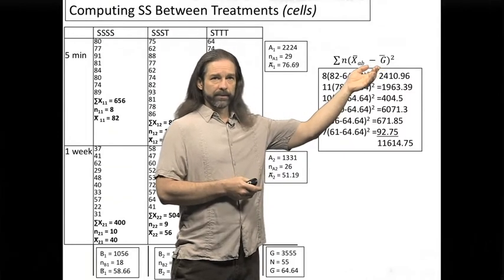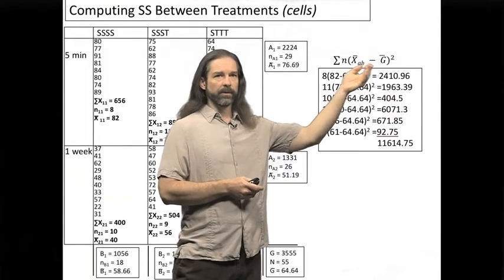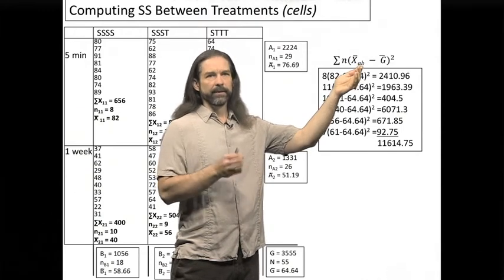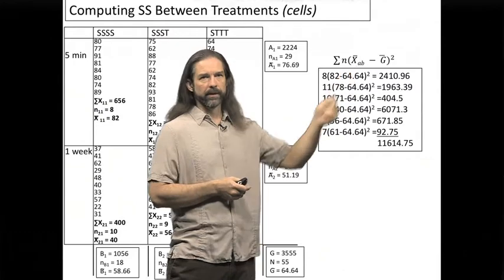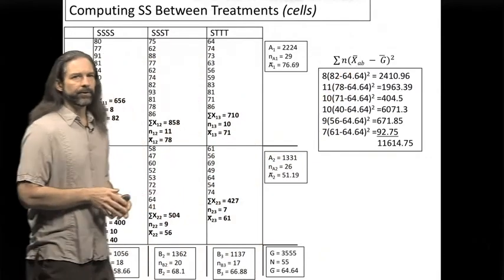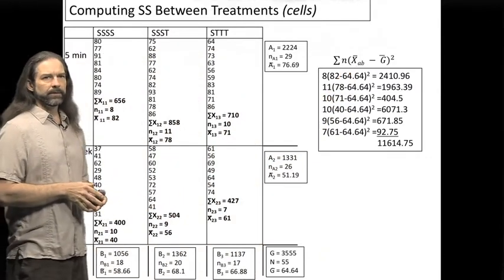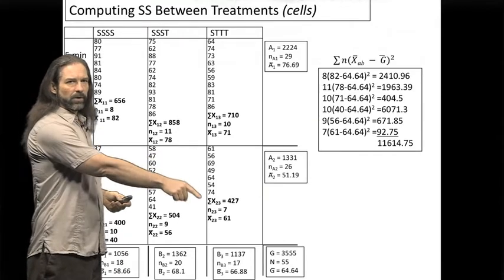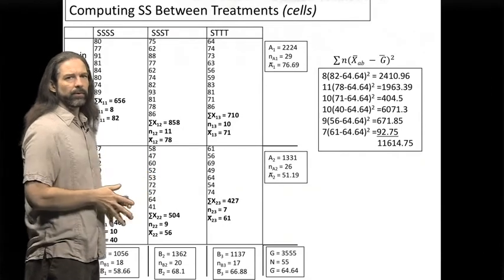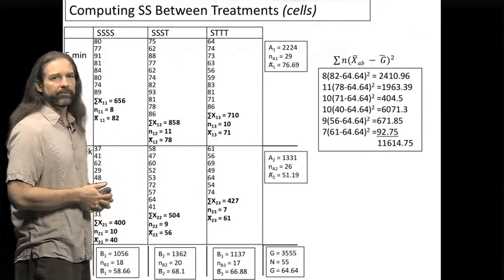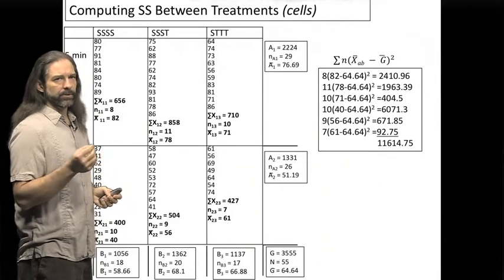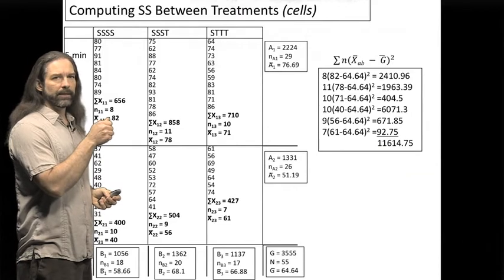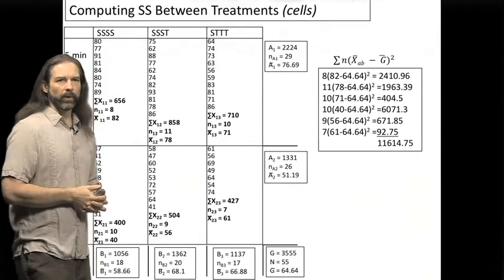Remember order of operations: I'm doing parentheticals first, then the exponent, then finally I'll multiply by the number of observations appropriate for, in this case, cells, so it'll be the first cell. For my first computation, I am taking the cell mean for this first cell, which is 82. I'm subtracting the overall grand mean that we see down in the corner, 64.64. Once I subtract that, I square it and multiply by the number of observations in the cell, which is 8. That gives me 2410.96.